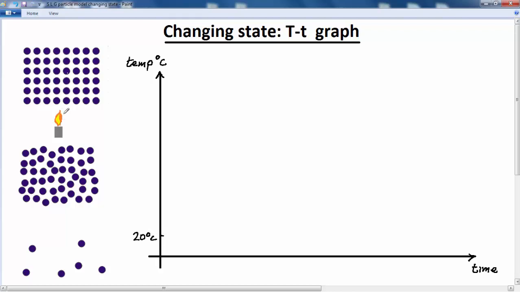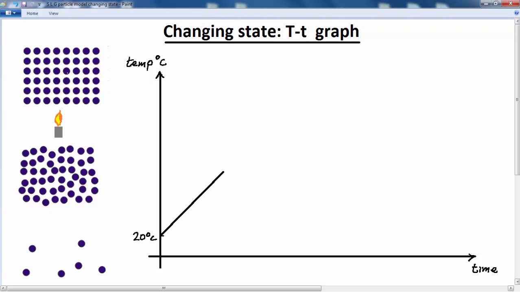Now as we do that, energy is going to be transferred into the solid and it's going to make the particles vibrate around more. Their average kinetic energy is going to increase. So while we're heating the solid, we'll see that the temperature on the temperature time graph starts to increase, and it will increase in a linear fashion.